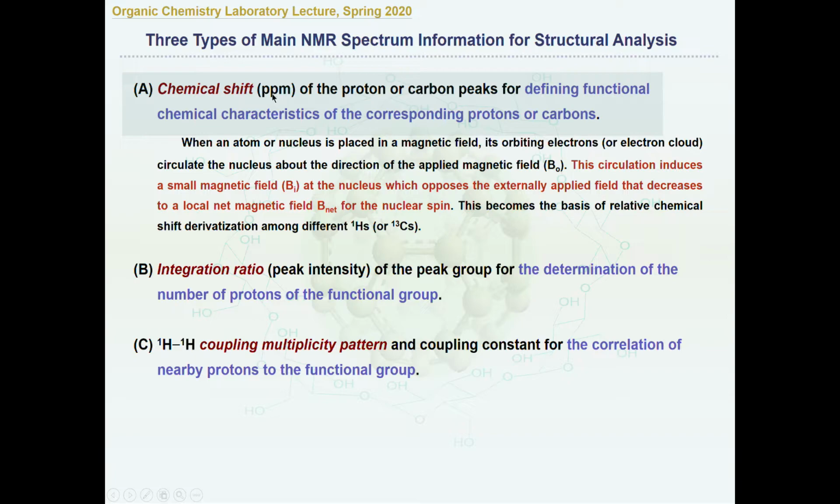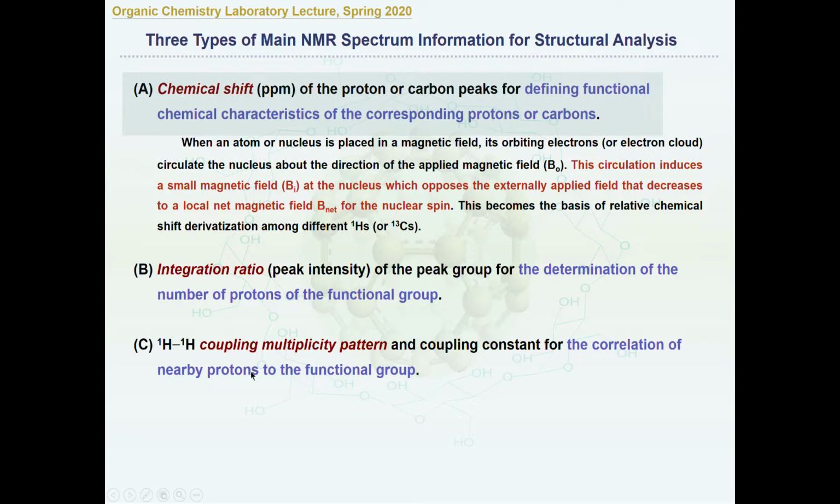Those are the frequency numbers, how many hertz of frequency. So this is the first parameter. The second parameter is very, very simple. It's the integration ratio, which is exactly the proton count. Each peak will give you an integration ratio from the instrument, and that tells you directly how many protons that particular peak represents. So it's very accurate, and you'll be able to count very exactly.